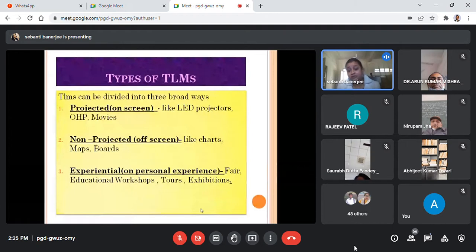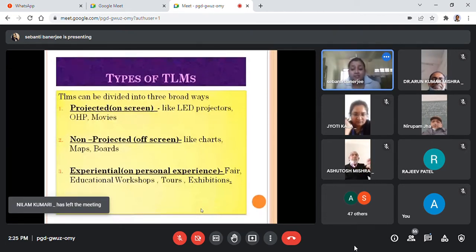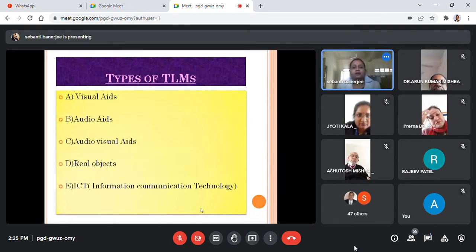Yes, this is also included in the TLM. This includes fairs, educational workshops, exhibitions, tours, etc. But now in the COVID situation, giving the students experience of this type of TLM has become too hard. We are looking into the near future so that we can also give the students this type of opportunities.